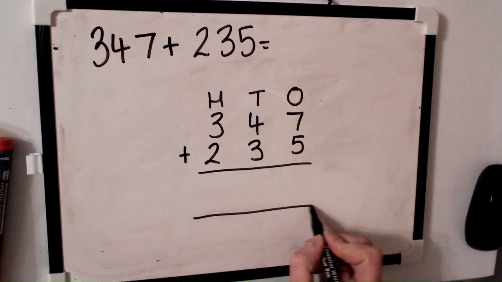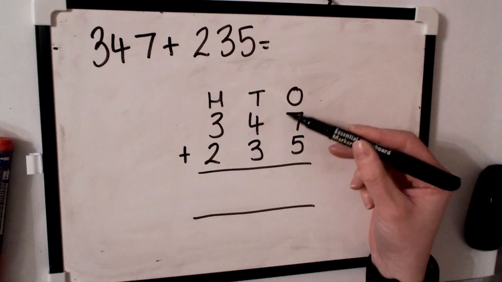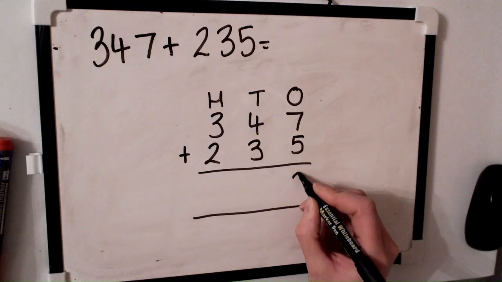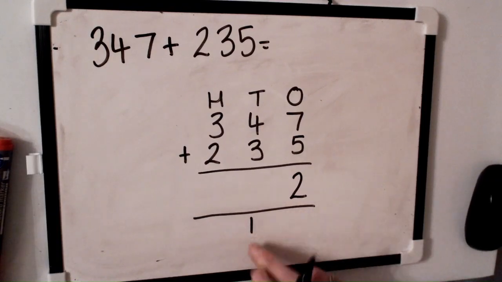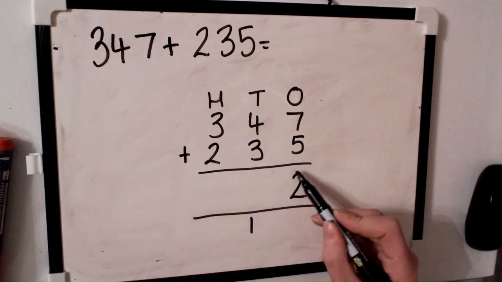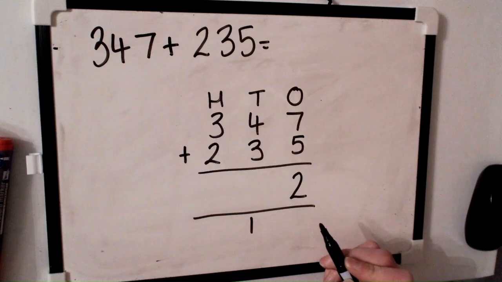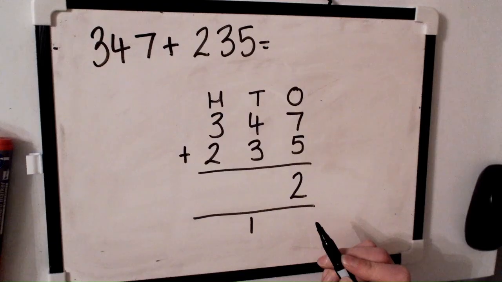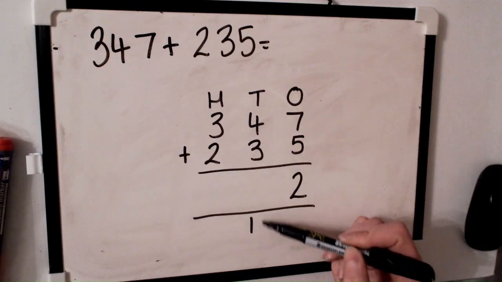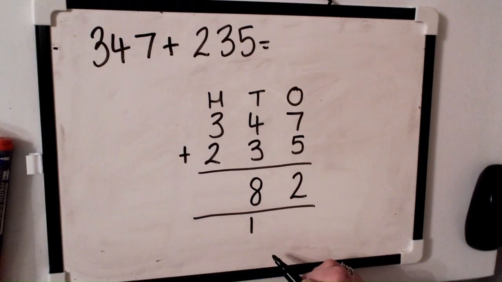So I'm going to start by again adding the ones. And when the ones add up to more than 9, I exchange 10 ones for 1 ten. And that's why I write the extra 10 underneath the tens column, because that is the exchanged ten. I can then add my tens together, including that exchanged ten that's underneath. And then I can add my hundreds together.